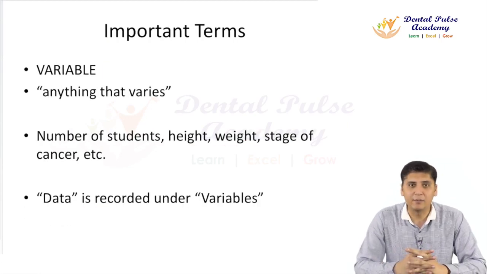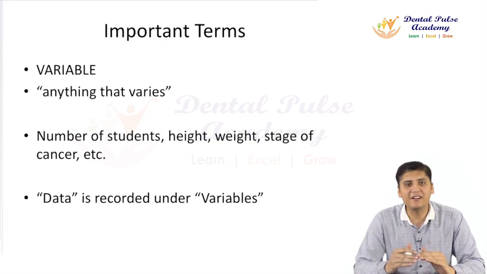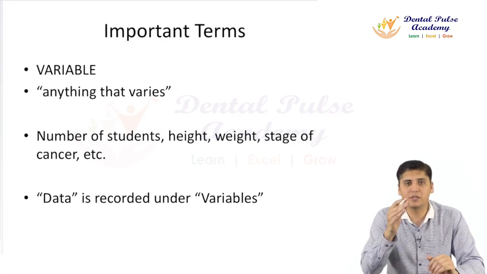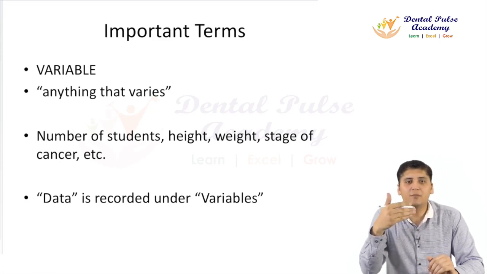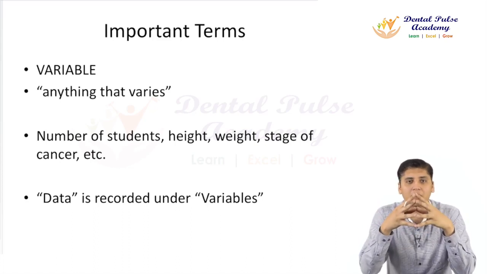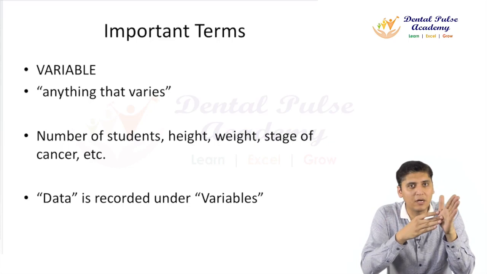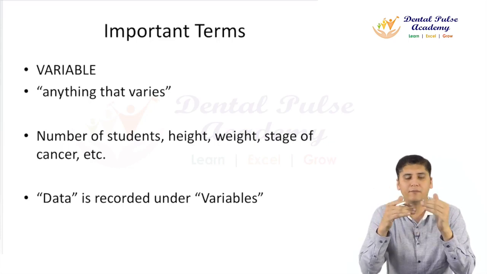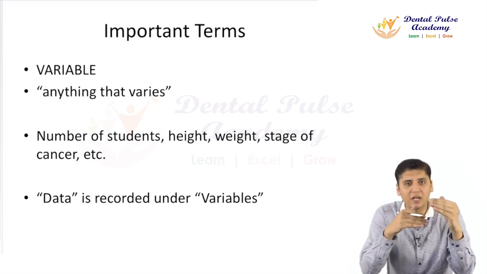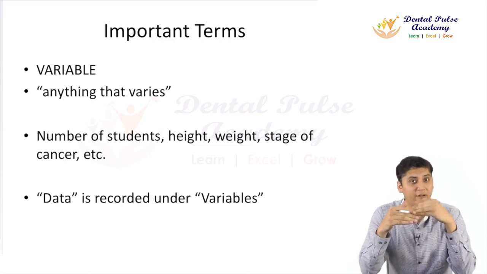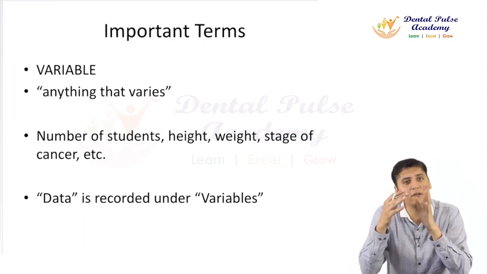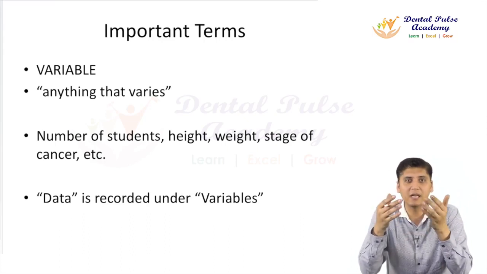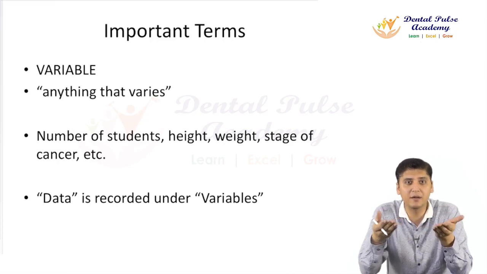Next term is variable. Variable is anything that varies. For example, number of students, blood pressure, weight, DMFT score, everything that varies from person to person is called a variable. So basically, what we are going to learn here is that the data that is recorded is actually recorded under a variable. For example, gender. Gender is a variable and the data recorded under that variable gender is male and female. So any data is actually recorded under a variable. Variable is anything that varies and the data is the information that is being collected from the variable.